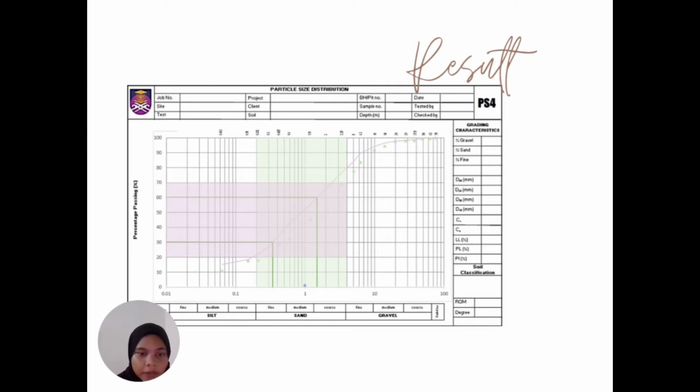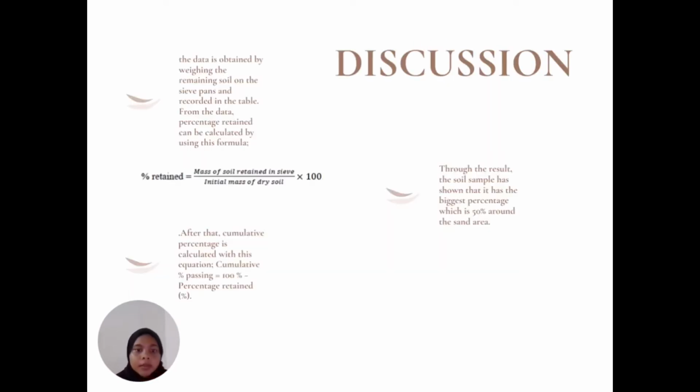And then I have included a graph for the experiment. Okay, discussion. The data is obtained by weighing the remaining soil on the sieve pan and recorded in the table. From the data, percentage retained can be calculated by using this formula: mass of soil retained in a sieve divided by initial mass of dry soil and then multiplied by 100.